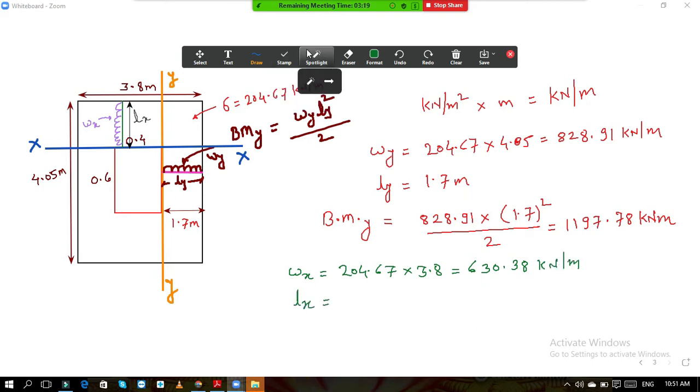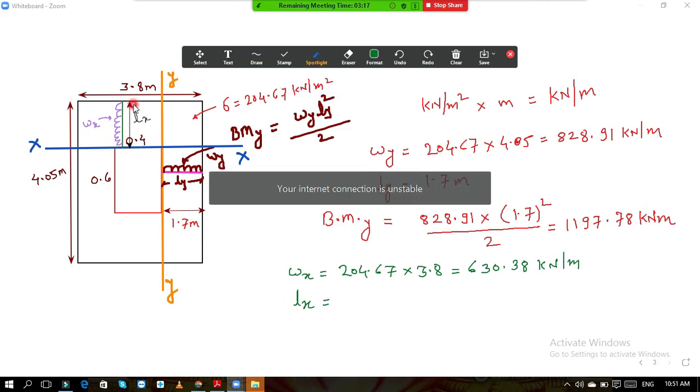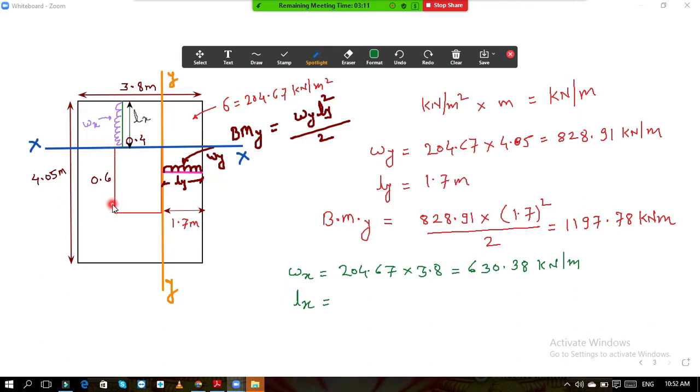And what is your LX? LX is the length. Now how to calculate LX? LX is this much of the length. So how to calculate this? This total is 4.05 minus 0.6, divided by 2.